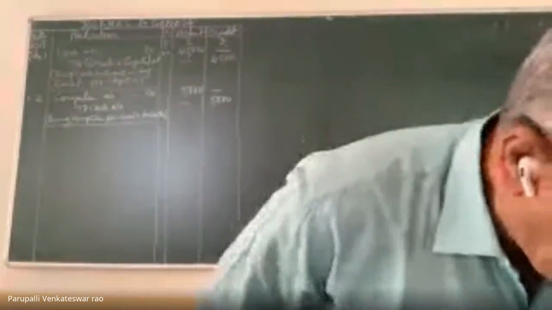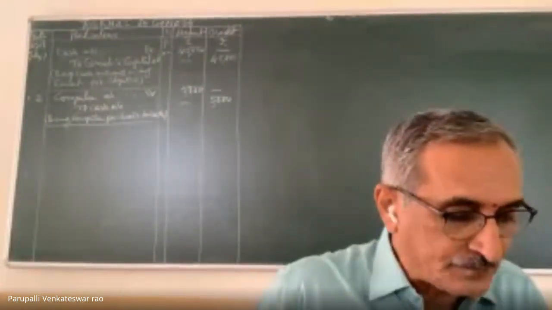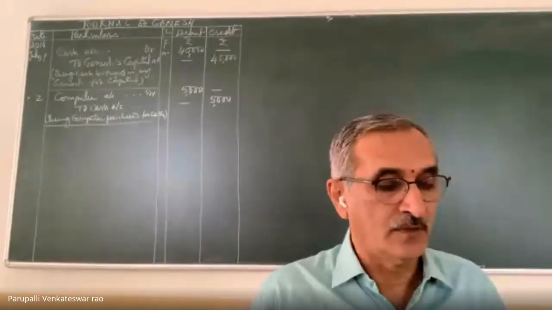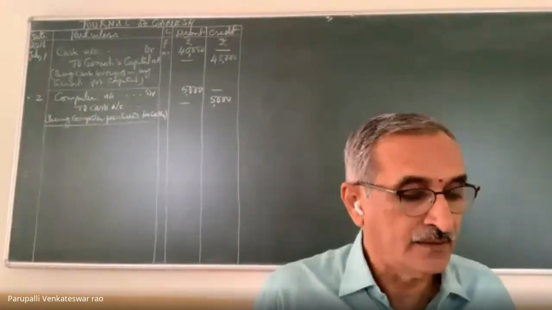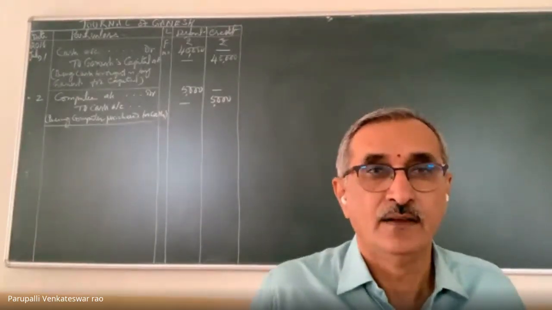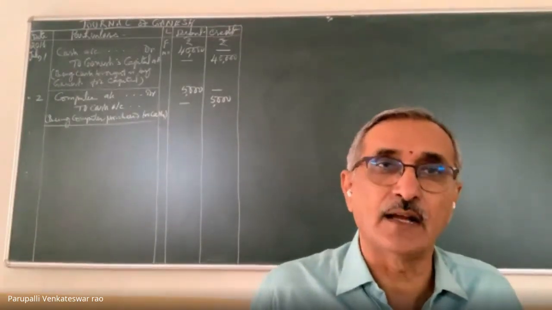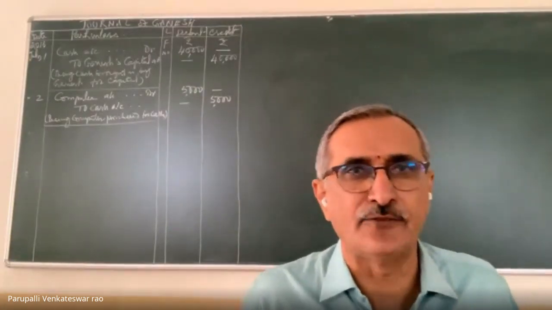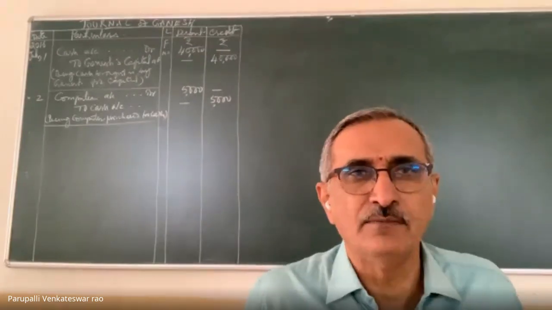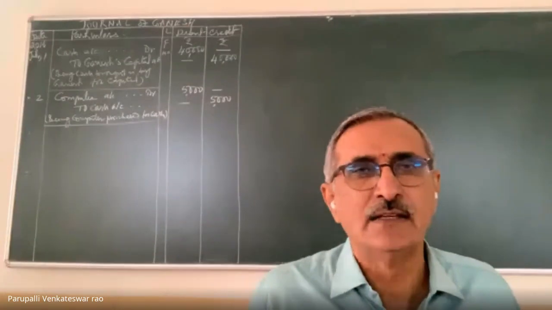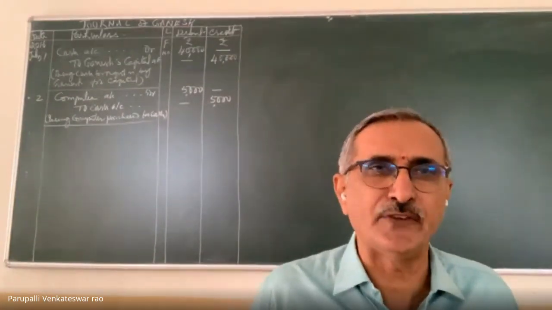Read the problem given. Now, the fourth day. What happened on the fourth day? Purchased furniture from Godrej company, 15,000. Furniture purchased and goods purchased are different. Furniture purchased is an asset. Goods purchased is a regular item meant for sale. For office purpose, we have purchased furniture from Godrej company on credit. No cash was mentioned. It is a credit purchase of office furniture.